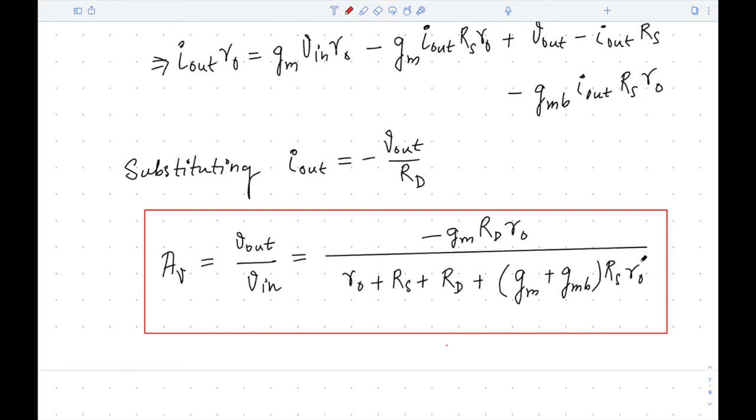Again here, if this term is much larger than these terms, because here we have the multiplication of two resistances, then the gain will simplify to minus RD by RS. You can see here, considering that gm plus gmb is about the same as gm, or gmb is much smaller than gm, all these terms will get cancelled, and what I'll have here is minus RD by RS. Of course, this is a big formula, you don't have to remember it, but it is a good exercise to find out the gain expression of a given circuit.